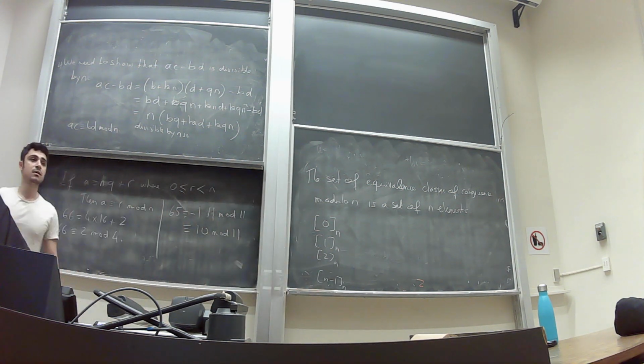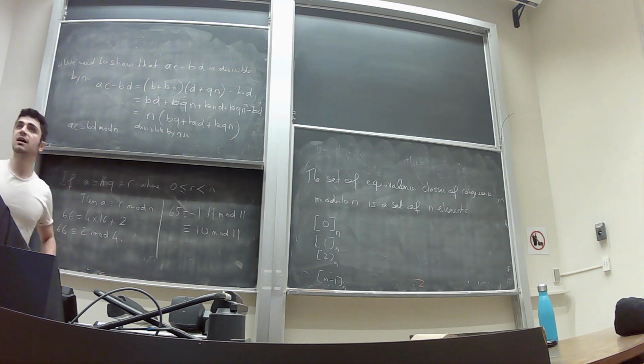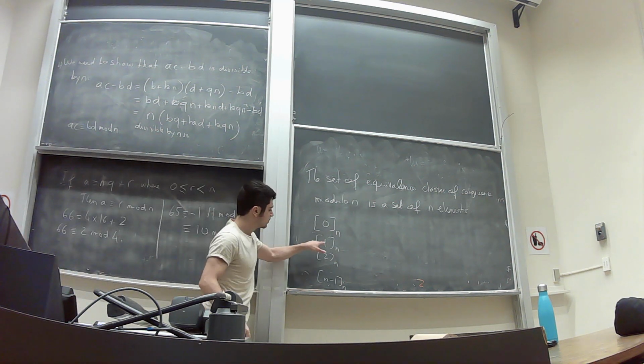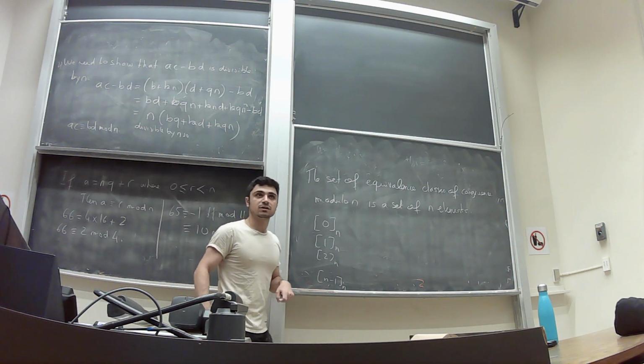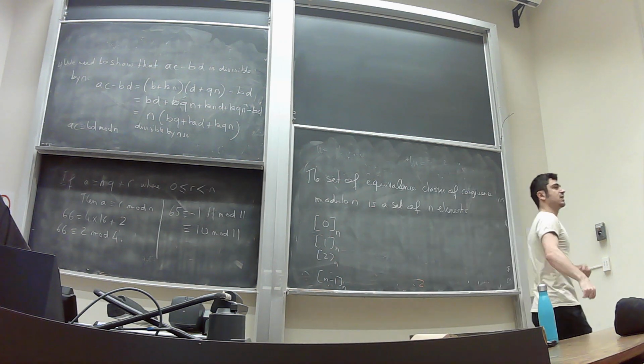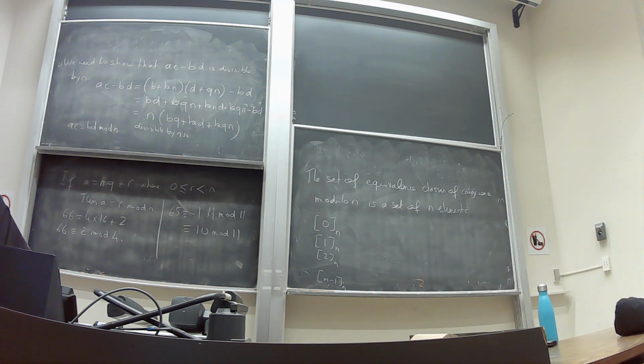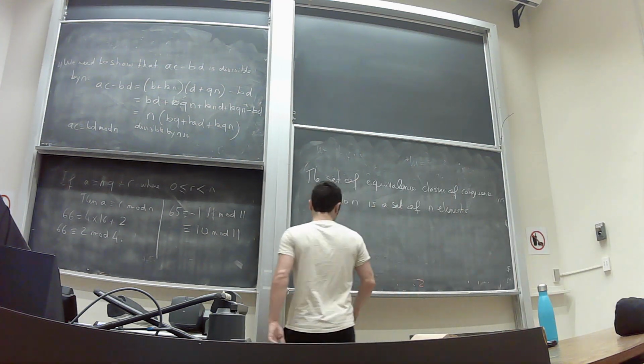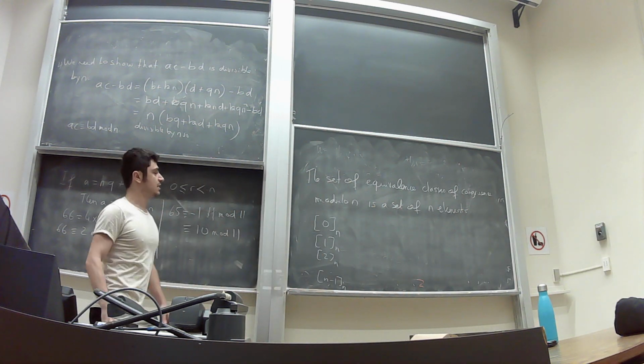Agree or not? What are the possible remainders you can get when you divide by n? 0, 1, 2, and so on, up to n minus 1. If I tell you the equivalence class of n, where do you find it? 0. The equivalence class of n plus 1. The equivalence class of n plus n, where do you find it? Great, awesome. It's a set of n elements.